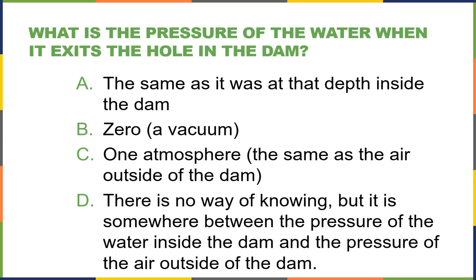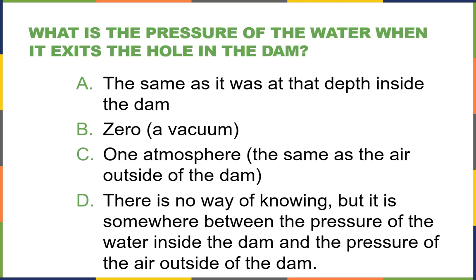Because it's open to the atmosphere, the pressure on the outside is going to be 1 atmosphere. Now, this is kind of glossing things over, because at what location is outside exactly? It's not right at the edge of the hole. It's going to be probably a little bit further out than that. But we're just saying, okay, it's air pressure outside. On the outside parts of the stream, it's 1 atmosphere. And we can go with that.